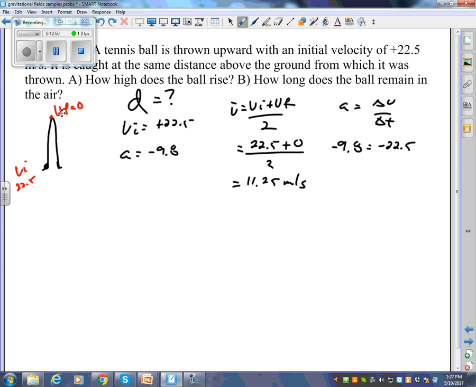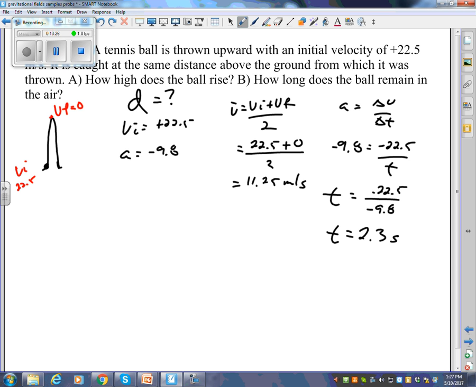Because the time has to be a positive value, right? Do the old switcheroo there. Minus 22.5 over minus 9.8. Yep. Right? The T and the 9.8 just switch spots. 2.3 seconds is the time up.